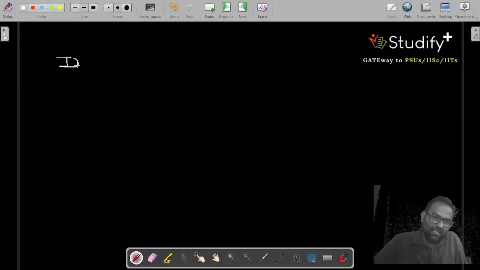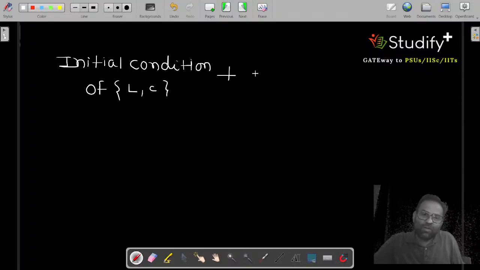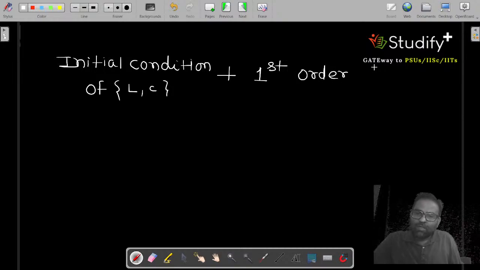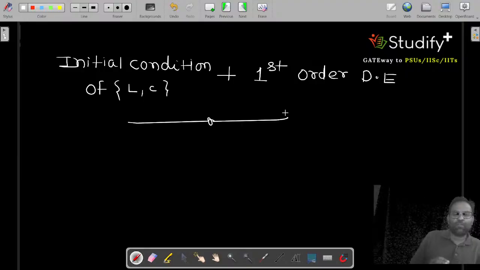First one is the initial condition of energy storing elements L and C. And the second one is the first order differential equation with constant coefficient. Only these two concepts can solve all the variety of questions of transient. I hope this session is clear.